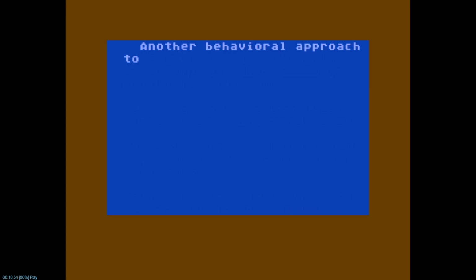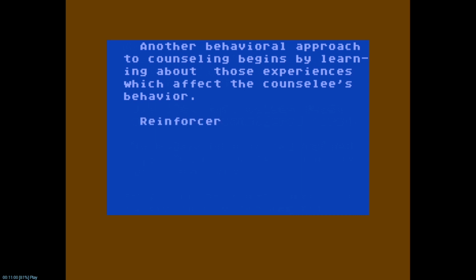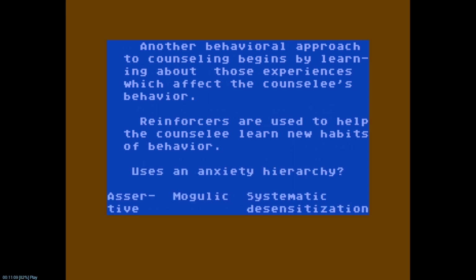Yet another behavioral approach to counseling also begins by learning about those experiences which affect the counselee's behavior. But in this case, reinforcers are used to help the counselee learn new habits of behavior. Which technique uses an anxiety hierarchy?